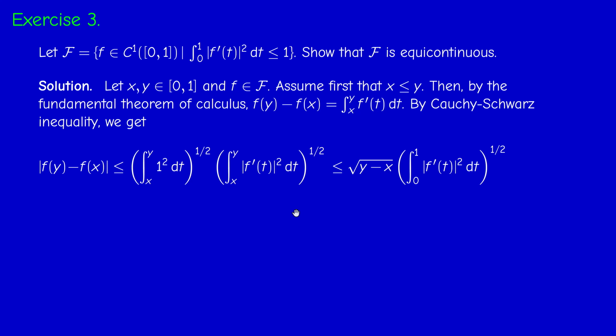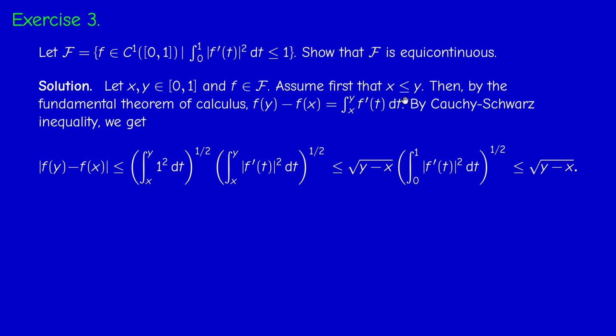Now, the first integral here is just y minus x raised to the power 1/2, so it gives me the radical of y minus x. And the second integral, since x and y are between 0 and 1, this integral is less than the integral from 0 to 1, because when the domain gets bigger, we are integrating something positive here. So this integral is less than this integral, which is less than 1. So I find finally this is less than the radical of y minus x.